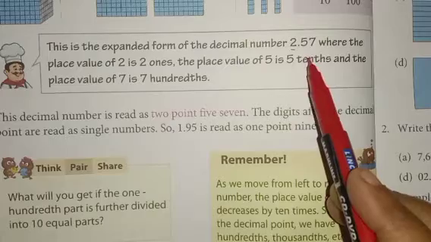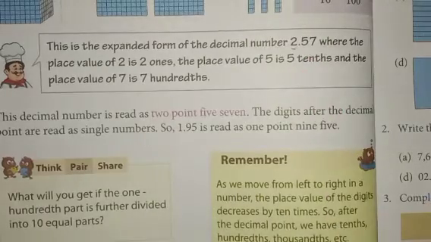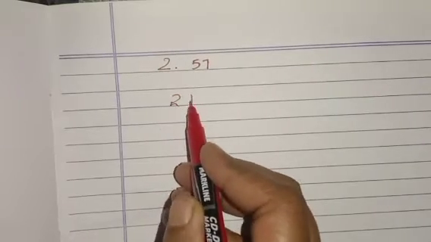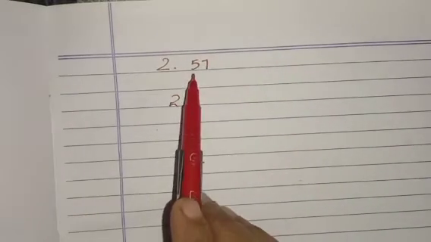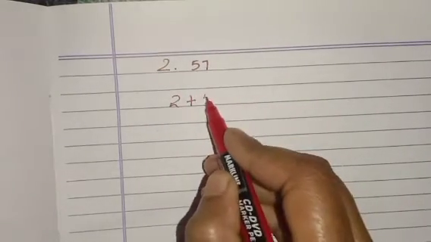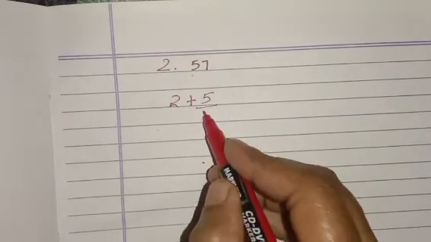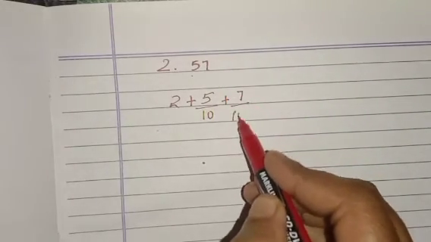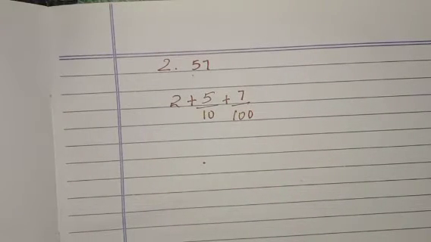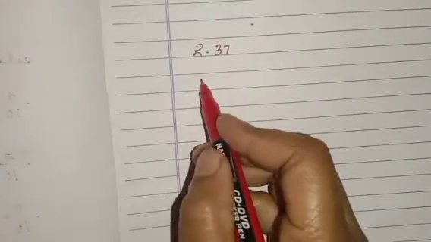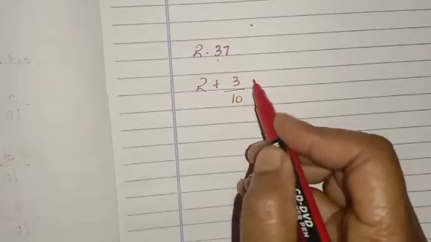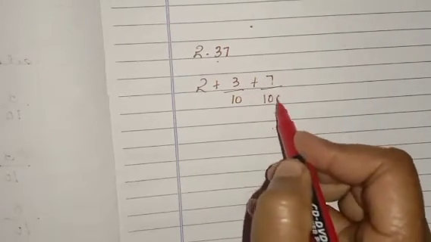When writing in the expanded form, the place value is 2 ones, so 2 plus 5 by 10, since it is the tenths place, plus 7 by 100. Now write the expanded form of 2.37. How will you write? It is 2 plus 3 by 10 plus 7 by 100.